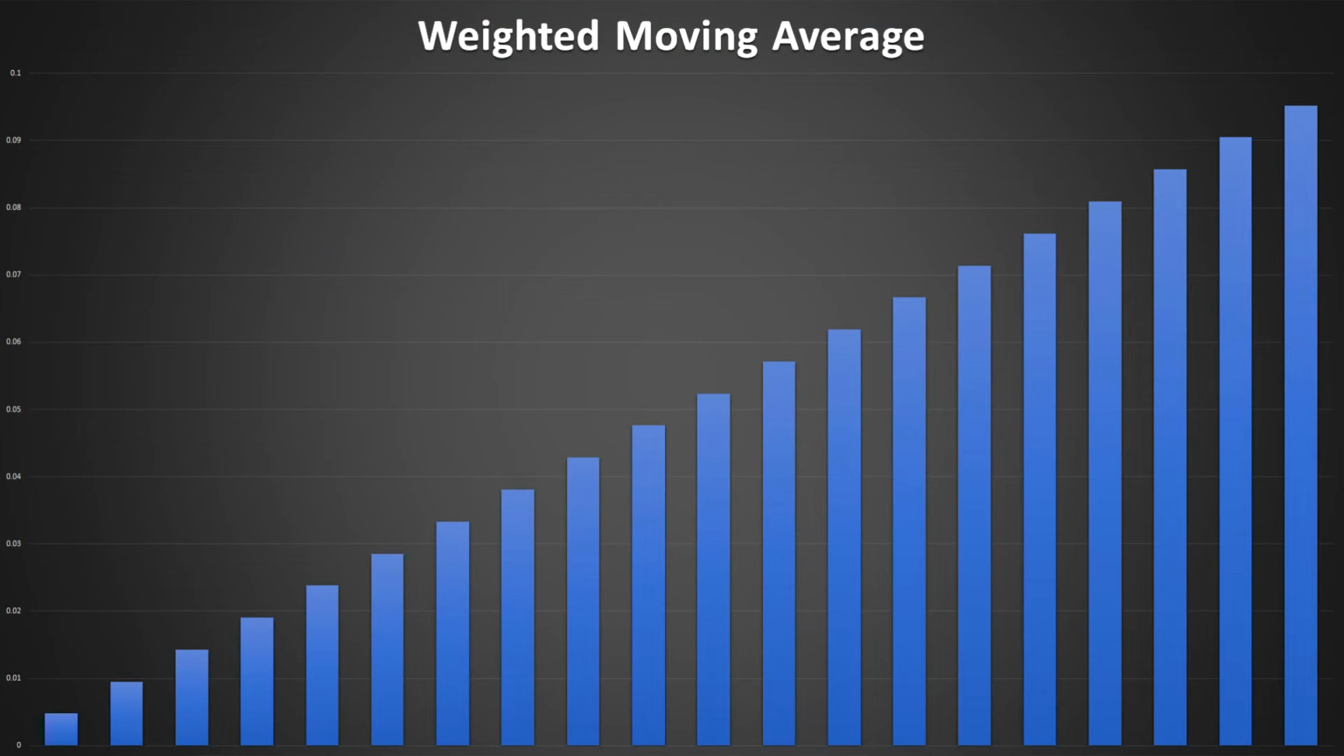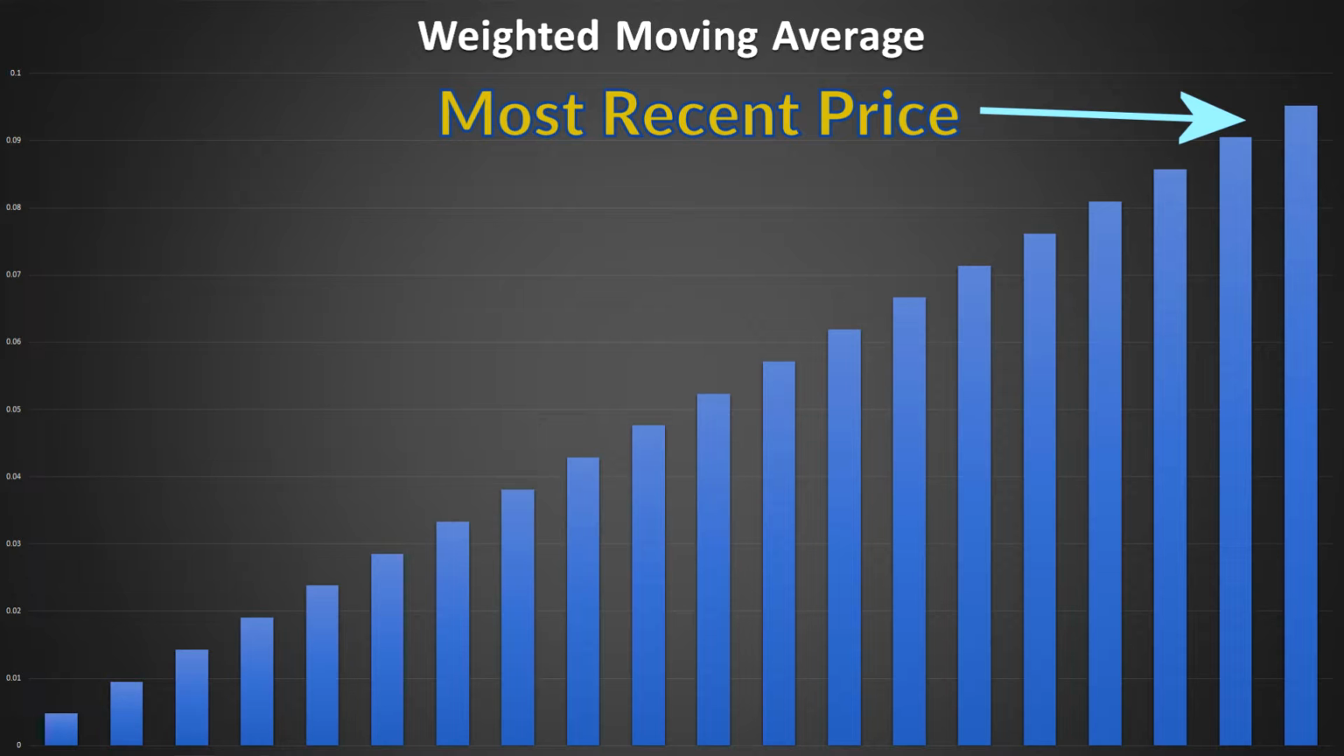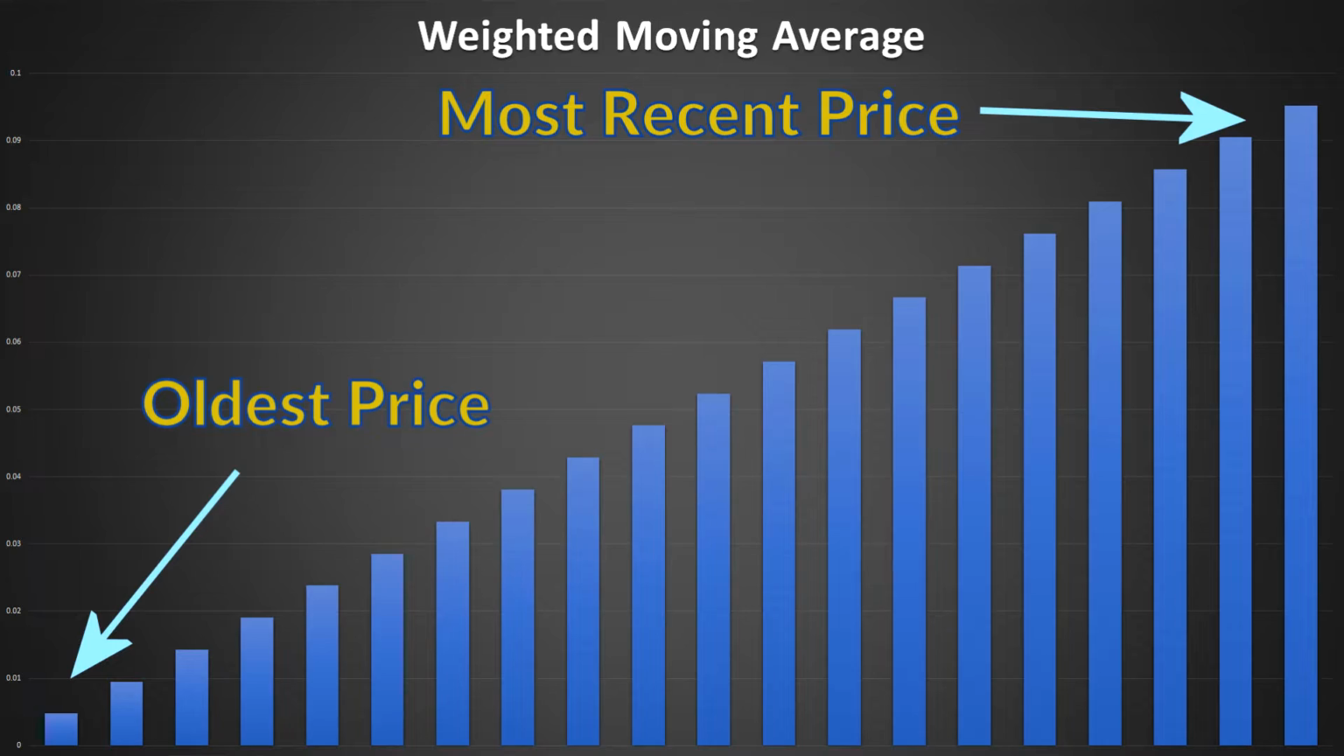So what do we mean by a weighted moving average? Well, as you can see on this chart, a weighted moving average means that the different prices in the average are assigned a different weighting, with the most recent price having the highest weighting and the oldest price having the lowest weighting. And this means that the average is more responsive and assigns more importance to the most recent prices.